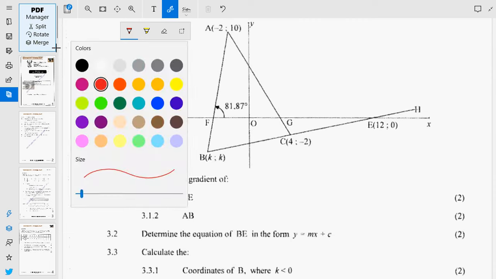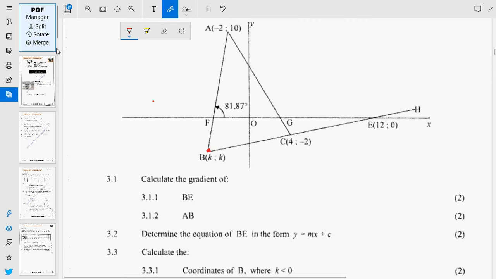If you look at BE, BE is this line here. While you don't have the coordinates of B, you have the coordinates of C and E, and they lie on the same line. So you can use C and E to determine the gradient. You're going to have the change in y over the change in x, and the gradient of BE will be equal to 1 over 4.